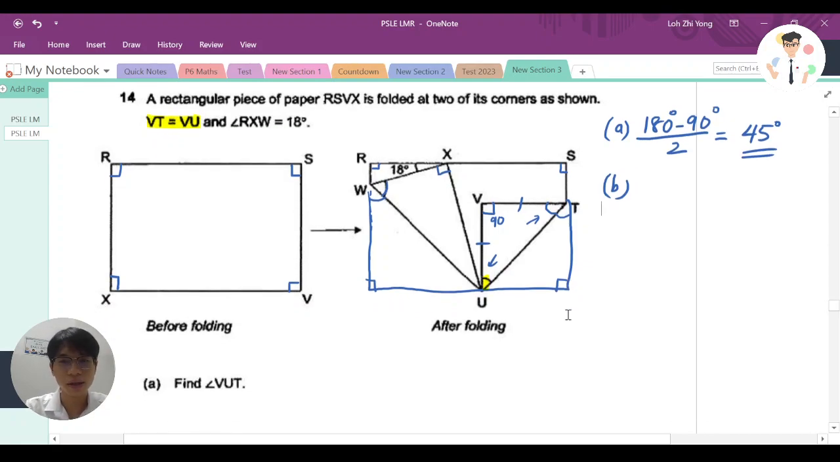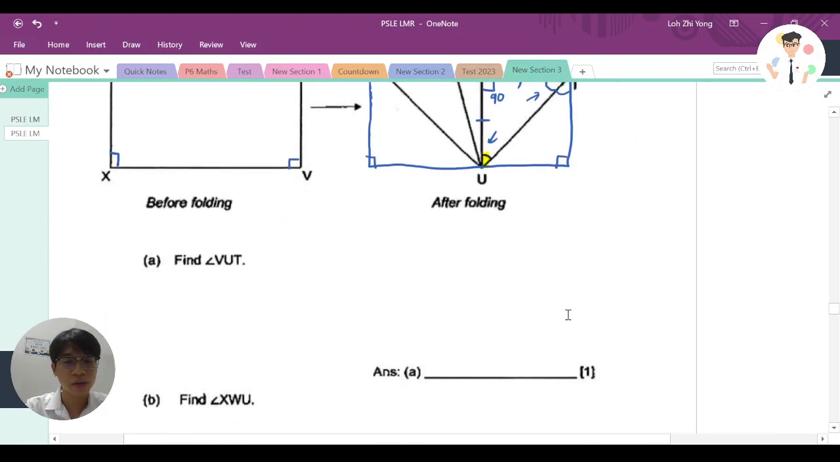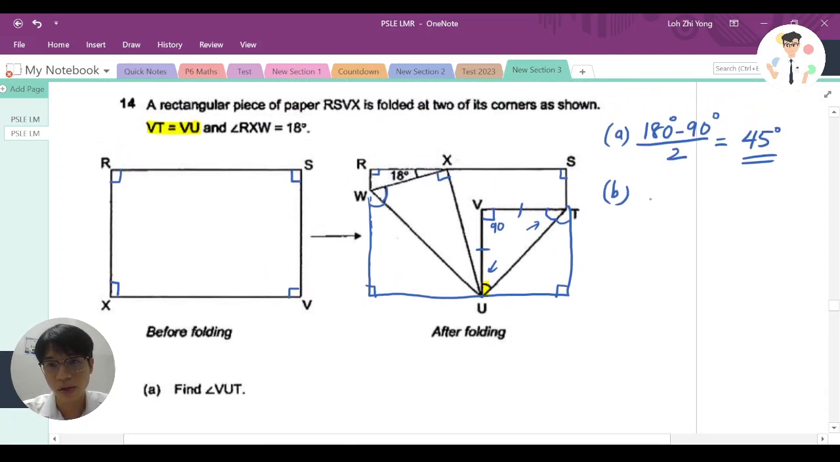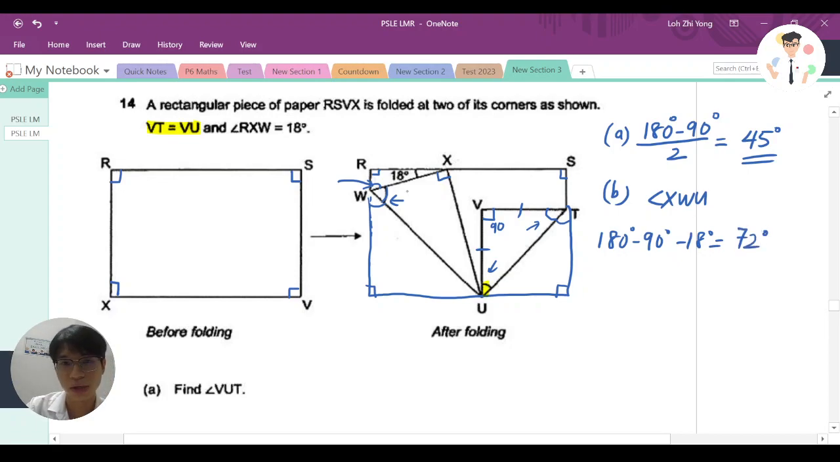And part B, find angle XWU. So let's write it out first. Angle XWU. So XWU is where? It is basically the angle here. Okay, so in order to find the angle here, what we can do is find the angle here first, because I have a triangle here, right? So what I'll do is I use 180 minus 90 minus 18. So I found the angle, that would be 72 degrees. So here is 72.